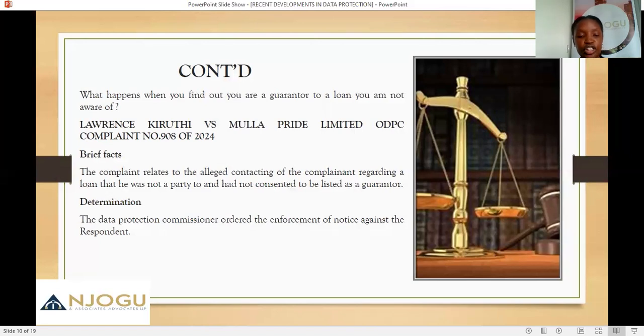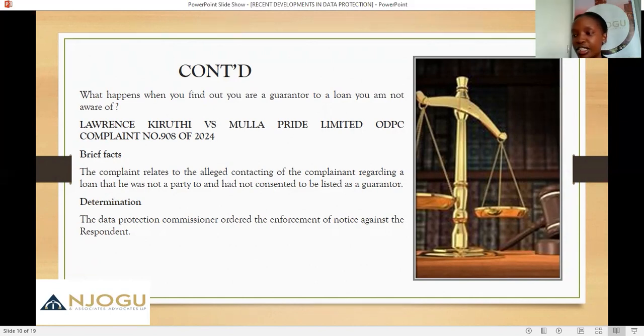When the complaint was lodged, the ODPC went ahead and addressed the issue. They talked to the respondent. However, the respondents did not come forward. They did not even come and say that the case is like this and like this. They did not appear in the complaint.